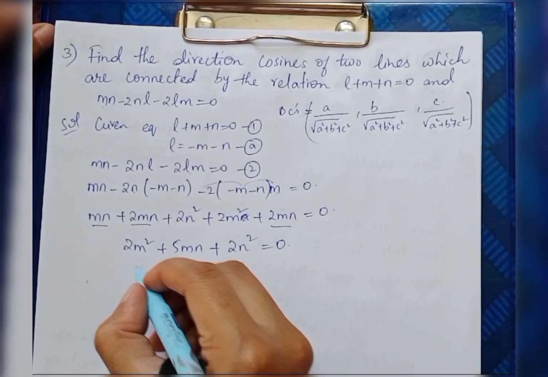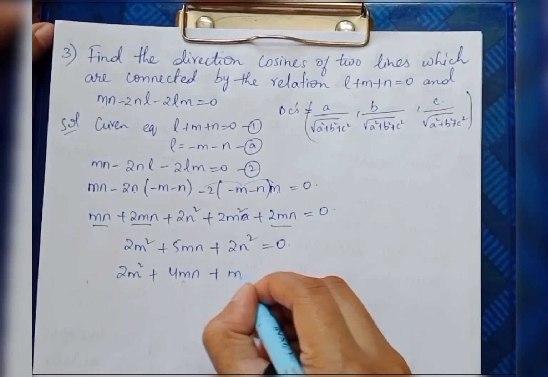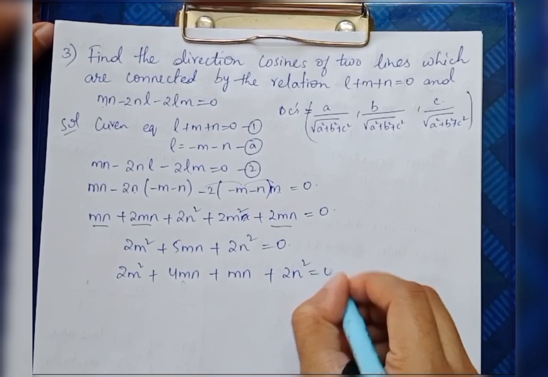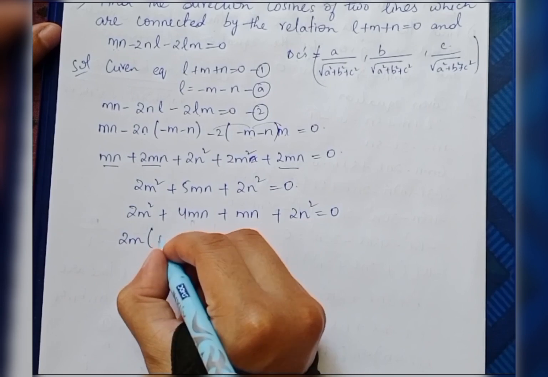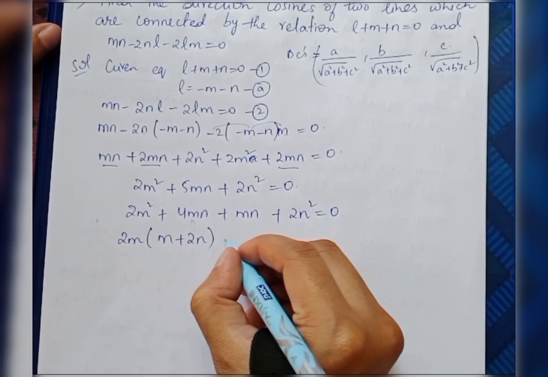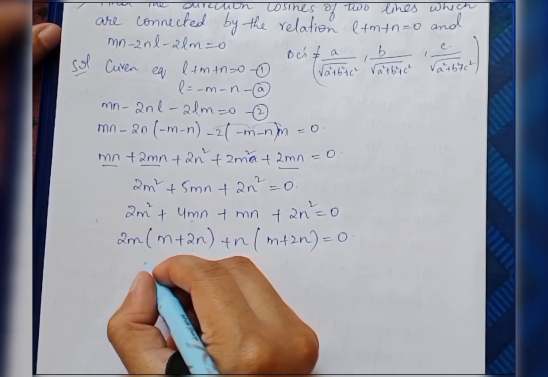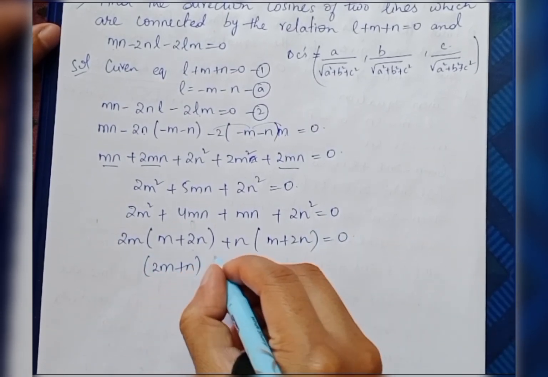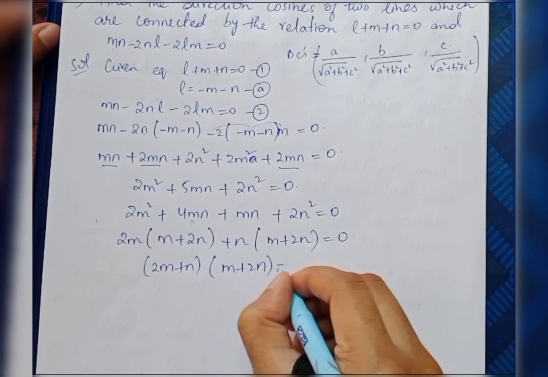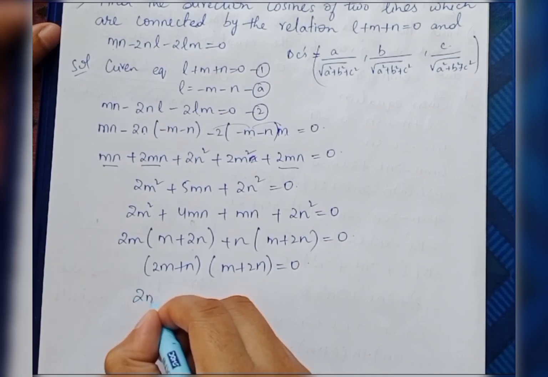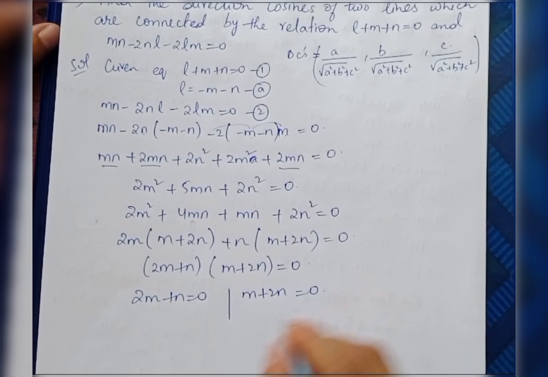Factorizing this term will get 2m square plus 4mn plus mn plus 2n square equal to 0. Taking 2m common, so we will get m plus 2n, plus n as common, m plus 2n equals to 0. So it will be 2m plus n into another factor will be m plus 2n equals to 0. So here we'll get two factors, 2m plus n equals to 0 and m plus 2n equals to 0.